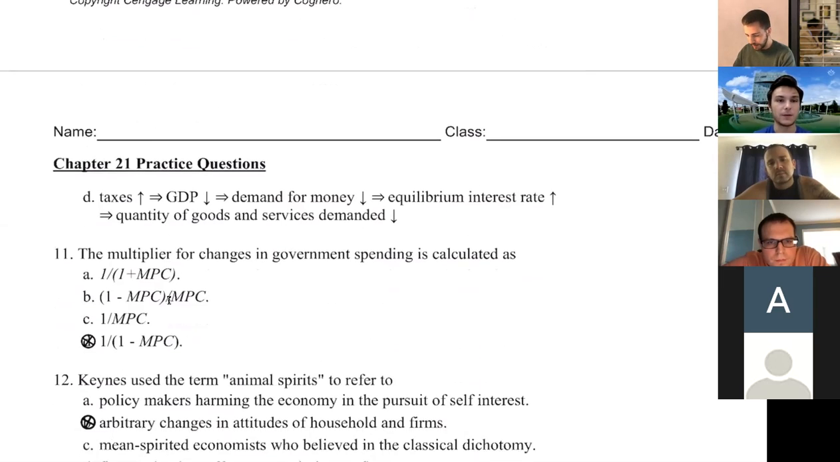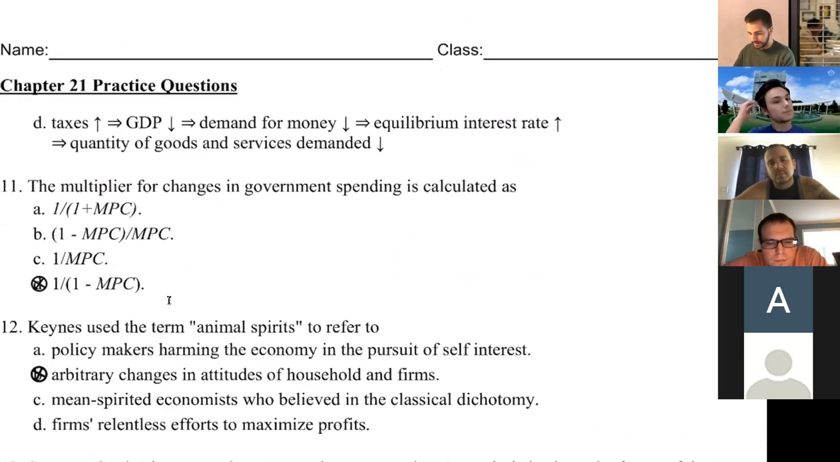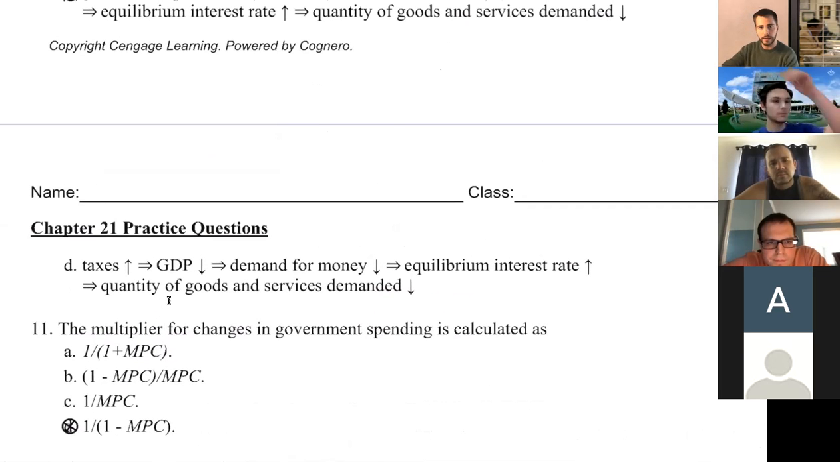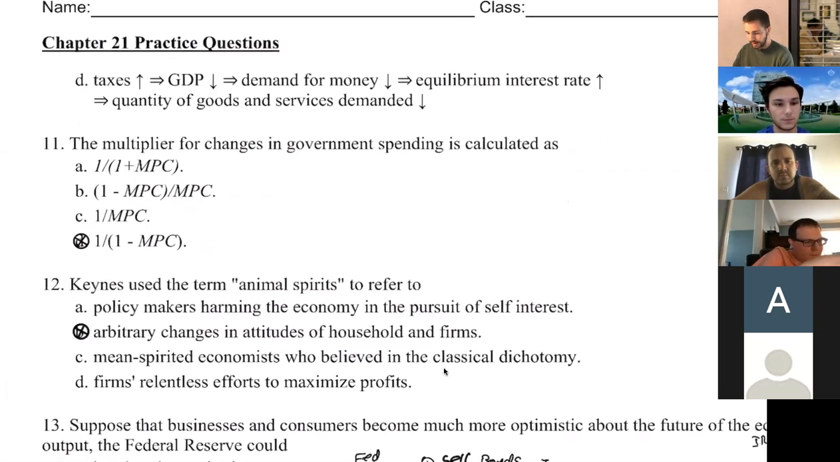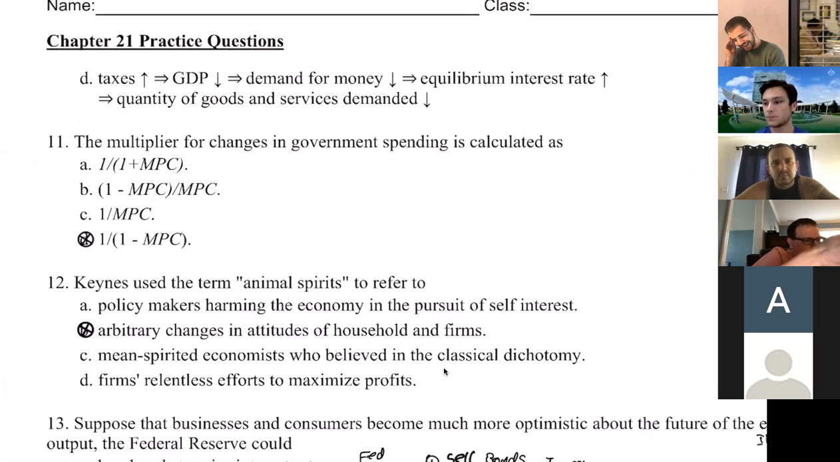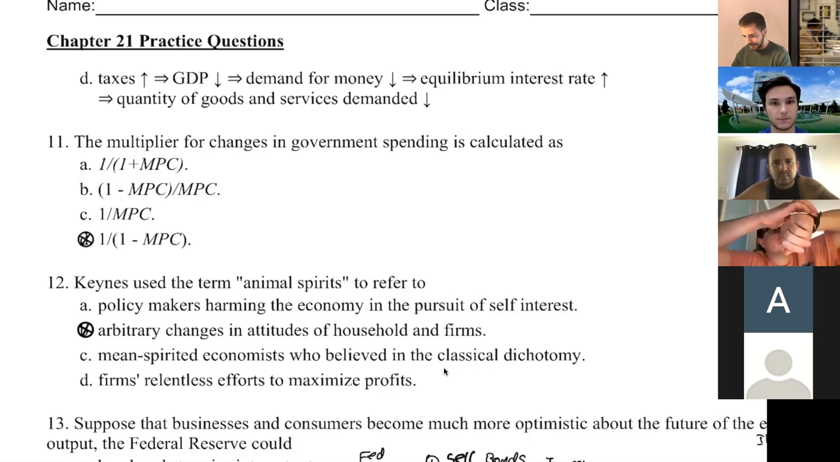Yeah, I can go further. The multiplier for changes in government spending. Justin already kind of showed you that formula. That it's basically 11 is D. This should be a free point for you guys if you have these kinds of questions. Keynes uses the term animal spirits. Honestly, I doubt they would ask this question. But again, like I said earlier, Keynes is kind of the father of this idea with fiscal and monetary policies to stimulate the economy. And yeah, I guess this is the arbitrary changes in attitudes of households and firms. Really can't go too deep into that one.